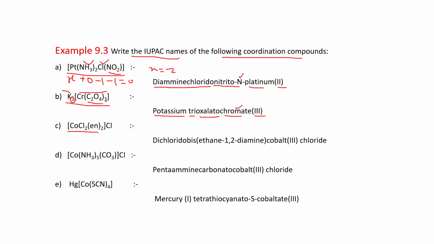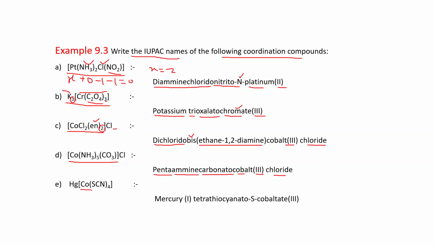In this compound, this coordination entity is positively charged and the counter ion is negatively charged. We'll write dichlorido. This is a didentate ligand, and in its name already "di" is included: ethane-1,2-diamine. That's why when it is coming 2 times, we use the word bis. Bis(ethane-1,2-diamine)cobalt(III) chloride. Now again, this coordination entity is positively charged. That's why this is penta, 5 times, pentaammine. CO3 is carbonato, cobalt, oxidation number is 3, and chloride is a counter ion.